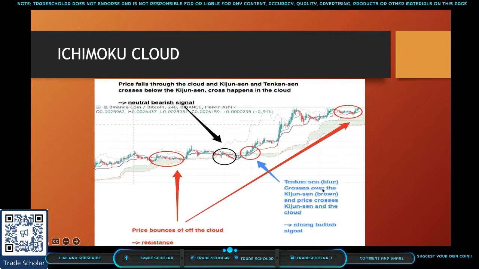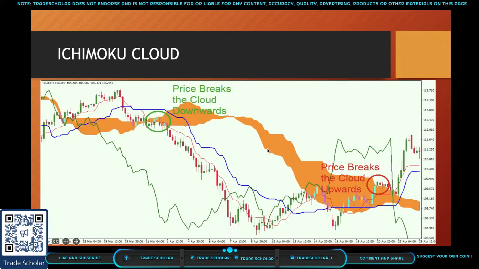Tenkan-sen blue crosses over the Kijun-sen. So if the blue line crosses over the red line, the Kijun-sen brown, and price crosses the Kijun-sen and then the cloud, that's a strong bullish signal. So Tenkan crosses over and then price also crosses the cloud. That's bullish.